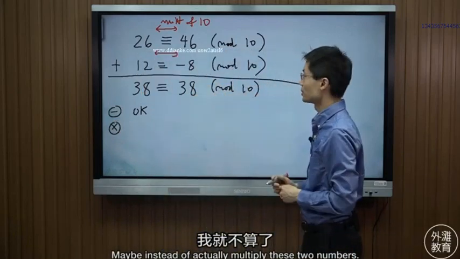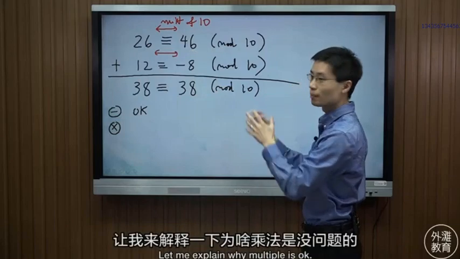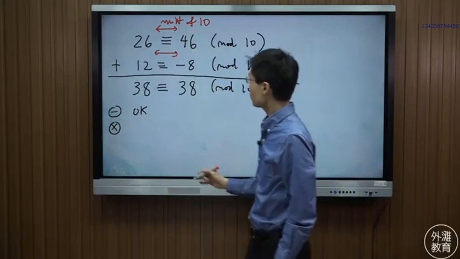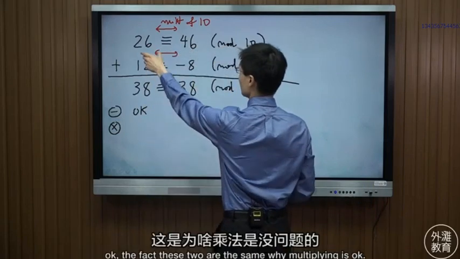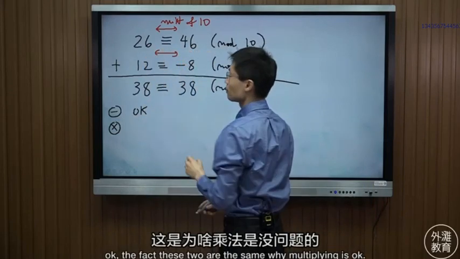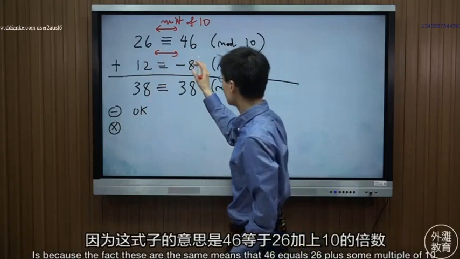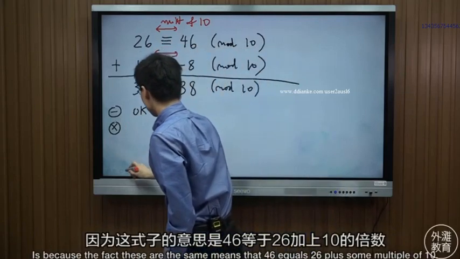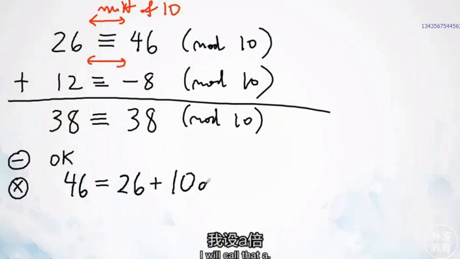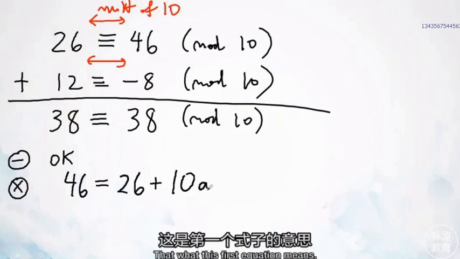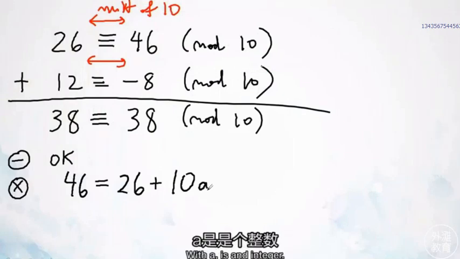Maybe instead of actually multiplying these two numbers, let me explain why multiplying is okay. If I have these two numbers, the fact that these are the same means that 46 equals 26 plus some multiple of 10. I'll call that a. That's what this first equation means, where a is an integer.